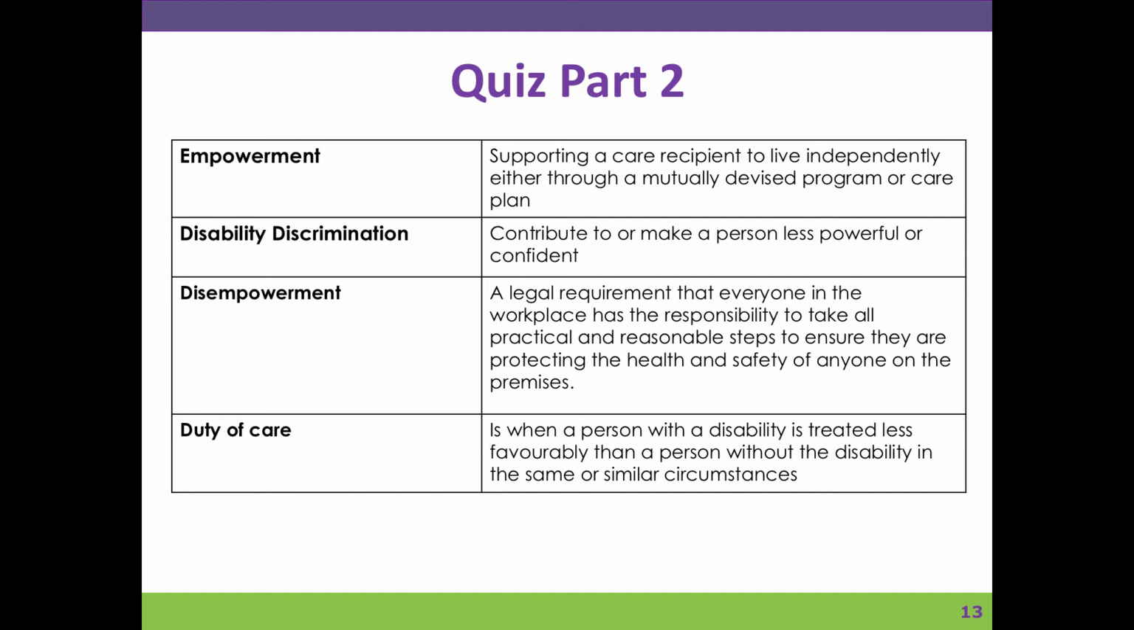The first term is empowerment. The definition to that is supporting a care recipient to live independently, either through a mutually devised program or a care plan. The second term is disability discrimination.